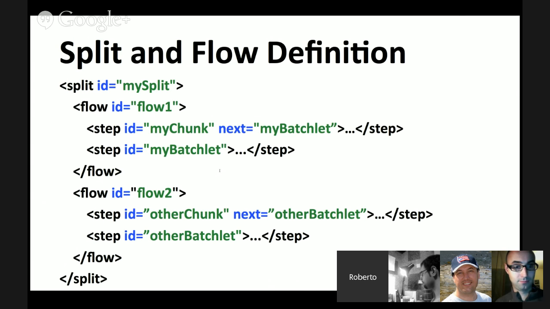So I'm here mixing up a split and a flow. When I do a split, I have to have multiple flows, and this means that I'm going to split the execution: I'm going to execute flow 1 on a thread, and I'm going to execute flow 2 on another thread. As you can see, what I'm executing on flow 1 can be very different from what I'm executing on flow 2, and this is a very different thing if you think about what you can do with partitioning.